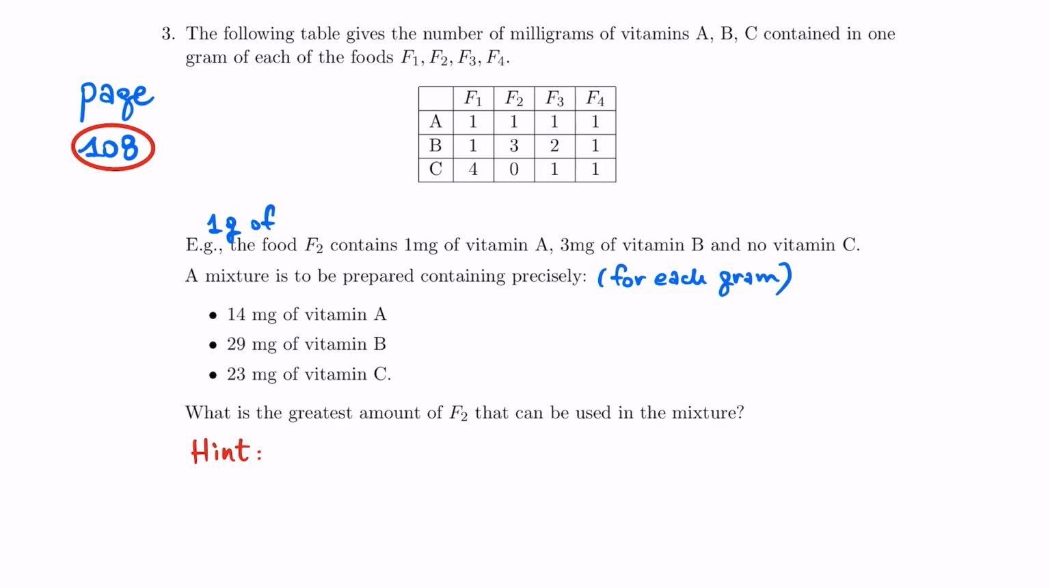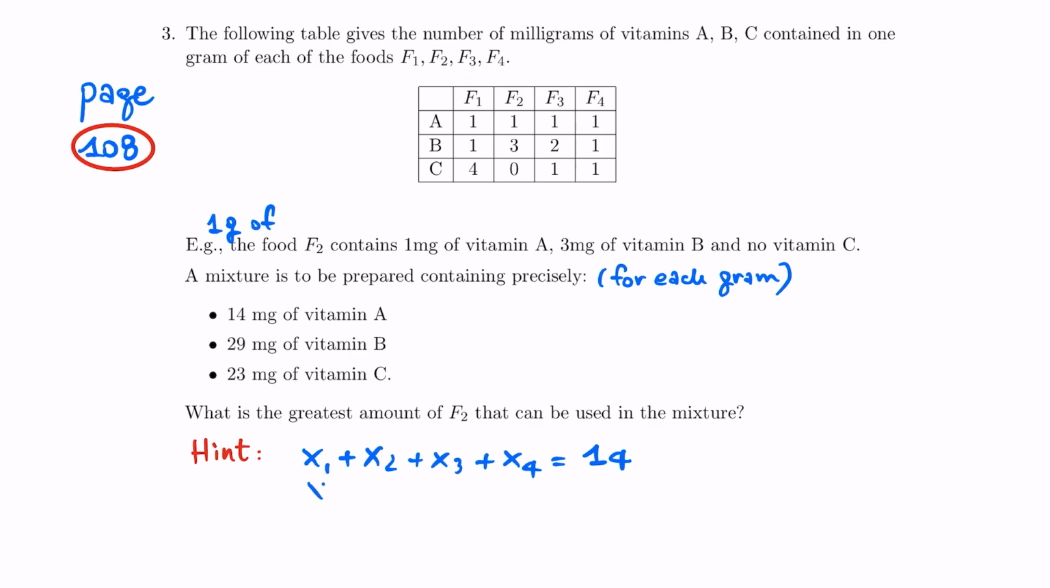As a hint to solve the exercise, notice that in order to have 14 milligrams of vitamin A, we have to write x1 plus x2 plus x3 plus x4 equals 14. Why that? Well, because there is exactly 1 milligram of vitamin A in every food. And so, if we want the sum of the food in the mixture to give 14 milligrams of vitamin A in each gram, then this is the equation that we must write.